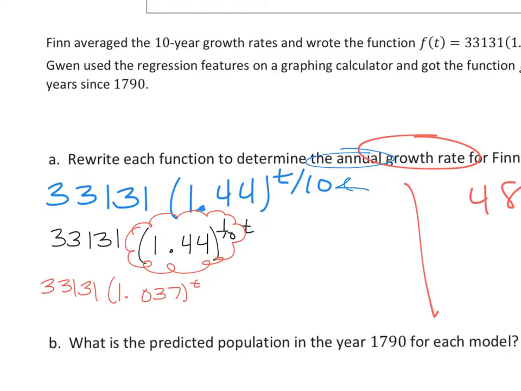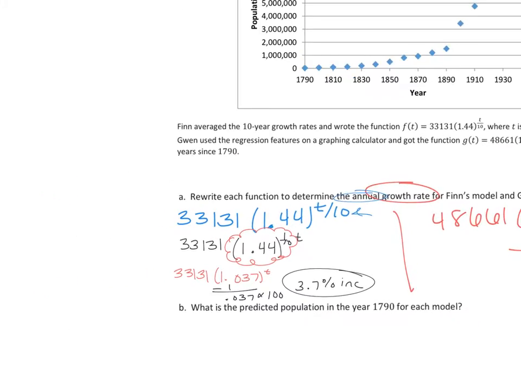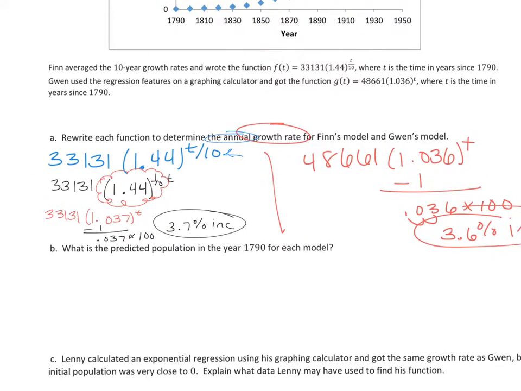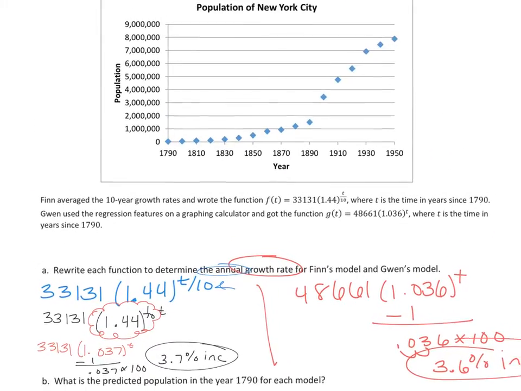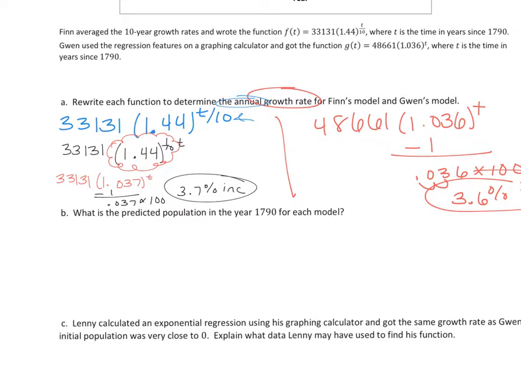So I'm going to take away my 1 just like I did with the other one. I get 0.037. Multiply that by 100. His growth rate is 3.7% increase. And Gwen's growth rate is 3.6% increase. And actually they're very similar, which is a good sign because that means that both of their models are pretty valid. The next thing asks, what's the predicted population in the year 1790 for each model?